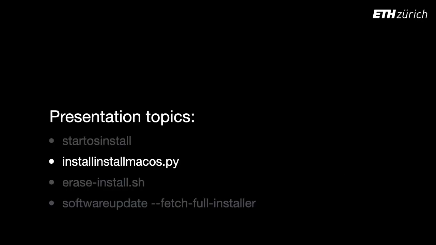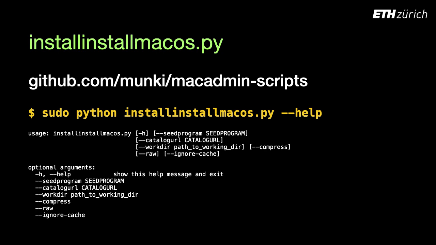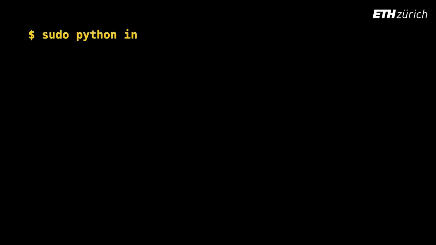Of course, to use startosinstall, we need to get the installer onto the system in the first place. A good way to do that is with Greg Neagle's installinstallmacos Python script. You can get that from here. It checks Apple's software update catalogs and presents available macOS installers for download. You can specify different seed programs such as the developer or Appleseed programs for obtaining betas. And it optionally places the downloaded updates inside a DMG for use in other tools.